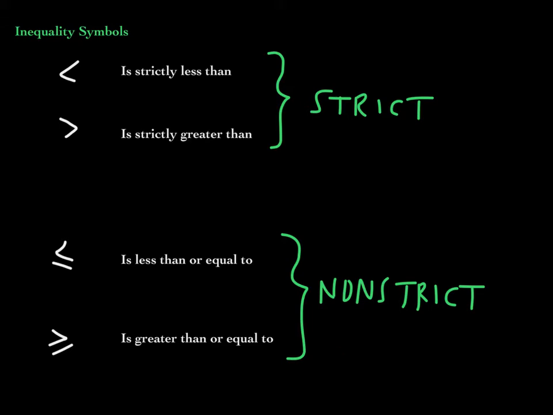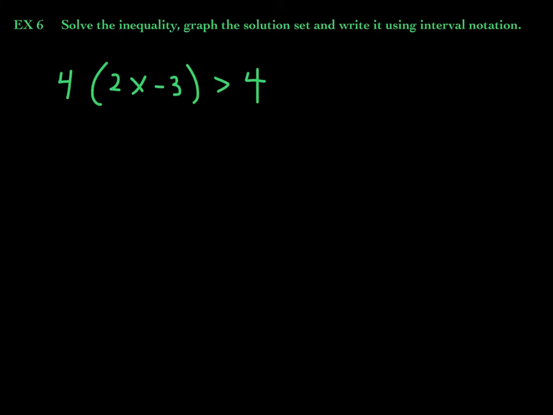All right, let's jump straight into an example. Now, this example says 4 times 2x minus 3 is strictly greater than 4. Now, there's a couple things I want to say. The way you solve an inequality is exactly the same way you would approach solving an equation, with the exception of two things.